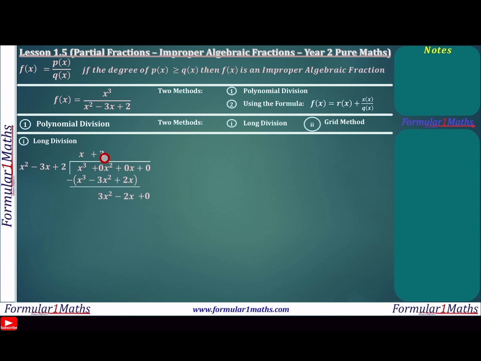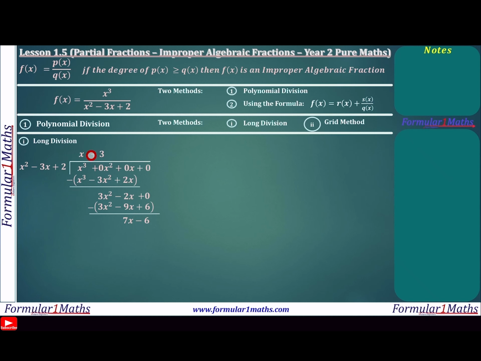So now I multiply 3 by this divisor here, and I'm going to get 3x squared minus 9x plus 6. I then do my subtraction, and I'll get 3x squared minus 3x squared is 0. Minus 2x minus 9x means minus 2x plus 9x, and that is 7x. And 0 minus 6 is minus 6. So I get this. So at this point, there's nothing that I can multiply x squared by to get 7x. So we conclude that this is the remainder, and this is the quotient.